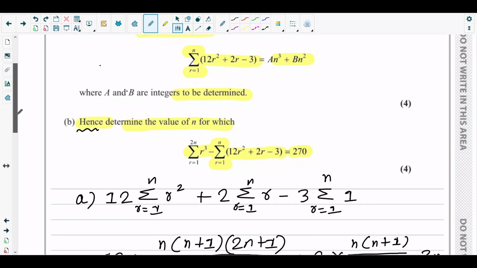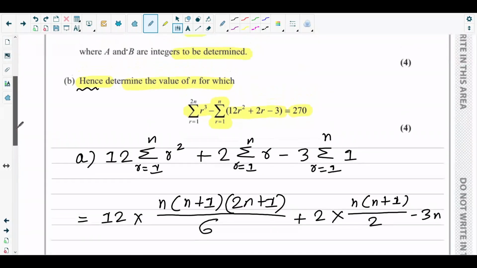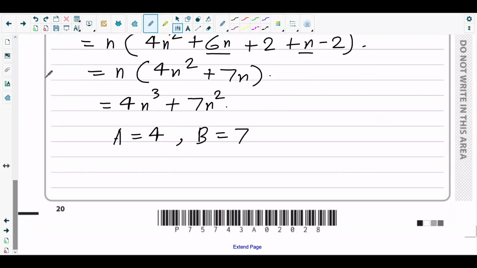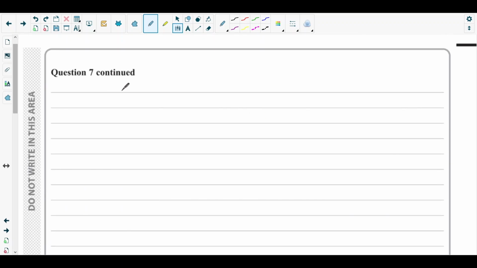Okay, so the sum of r cubed from r equals 1 to twice n. So we have to use the sum of cubes of the natural numbers. This formula you can get from the formula booklet. So the formula is n squared times n plus 1 whole squared over 4. Here n is twice of n, so instead of n, we will use twice of n.